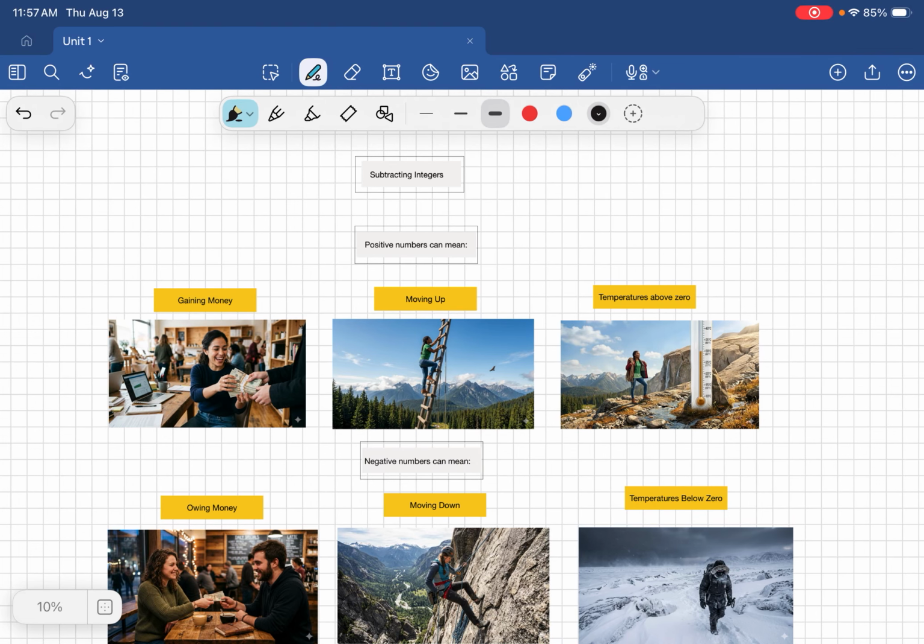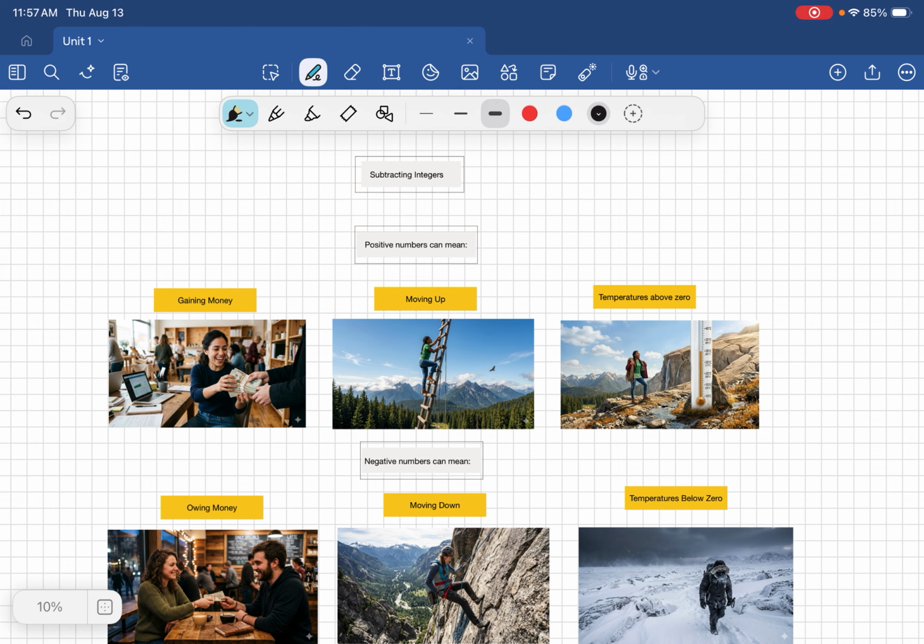Hi everyone. In our last lesson, we learned how to add integers. Today we're going to learn how to subtract integers. Today our goal is to subtract integers step by step using a number line and our understanding of opposites. Take your time. If you need to pause the video, go ahead and pause it.